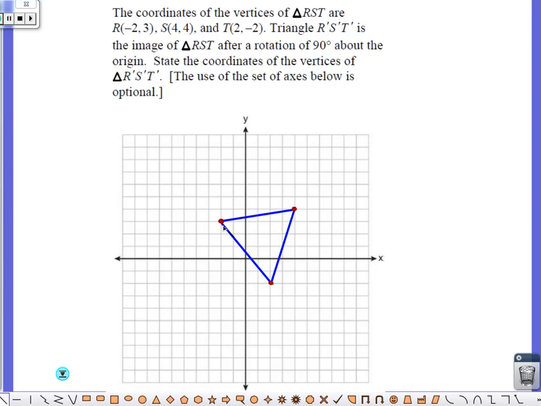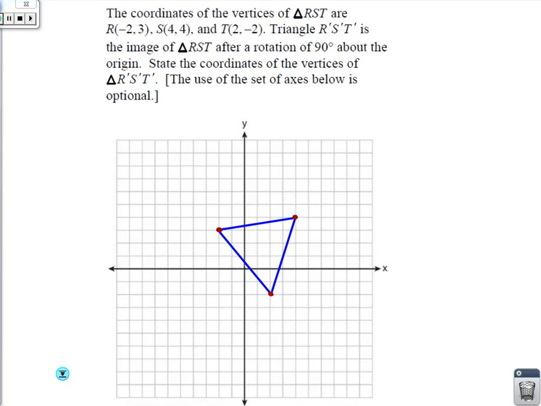And what we want to do is it says triangle R prime, S prime, T prime. That's your triangle after it's been moved or whatever. Is the image of triangle RST after a rotation of 90 degrees. We want to rotate this triangle 90 degrees. Remind me of the rules. To rotate something 90 degrees, x, y turns into negative y, x. So we have to make the y negative and we have to flip it.